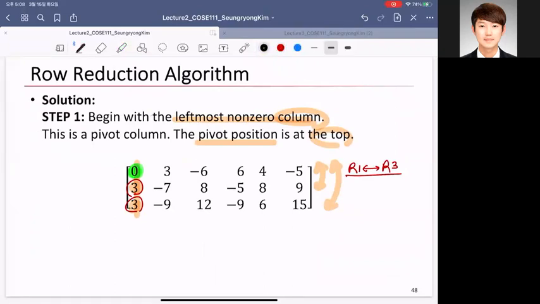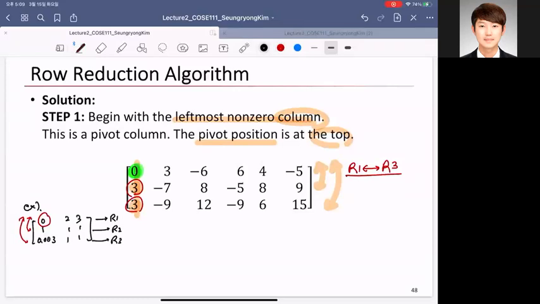So let's also assume that we have a matrix 0, 1, 0.003, 2, 3, 1, 1, 1, 1. Let's suppose that this is R1, R2, R3, for example. So to make this term non-zero, we can interchange R1 and R2 or R1 and R3. So there are two possibilities, right?